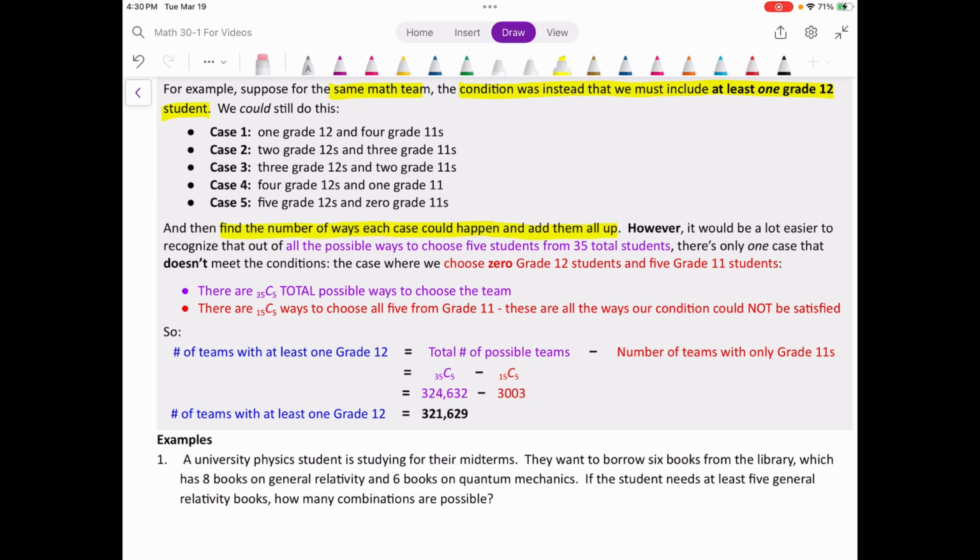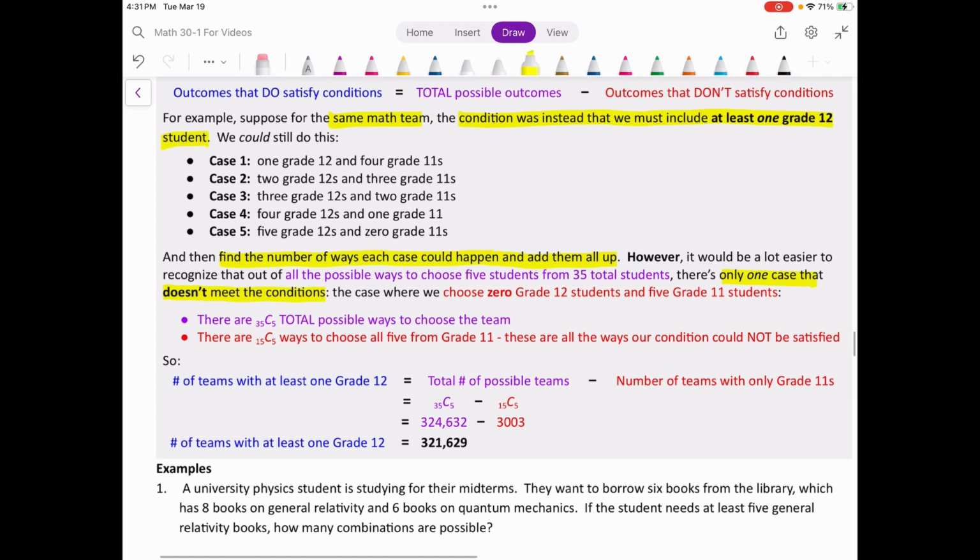But there's actually a much faster, much easier way, because we could recognize that out of all of the possible ways there are to choose 5 students from a total of 35 students, right? Because that's really how many different ways there are to make this team. Well, there's 35 students, 20 grade 12s and 15 grade 11s, and we're choosing 5 of them. So we could pretty quickly figure out all the different ways to make this team, right? It's just 35 choose 5. And out of all of those different possible ways, there's actually only one case that doesn't meet the conditions. What case is that? We've described everything here except for the one case that doesn't satisfy them.